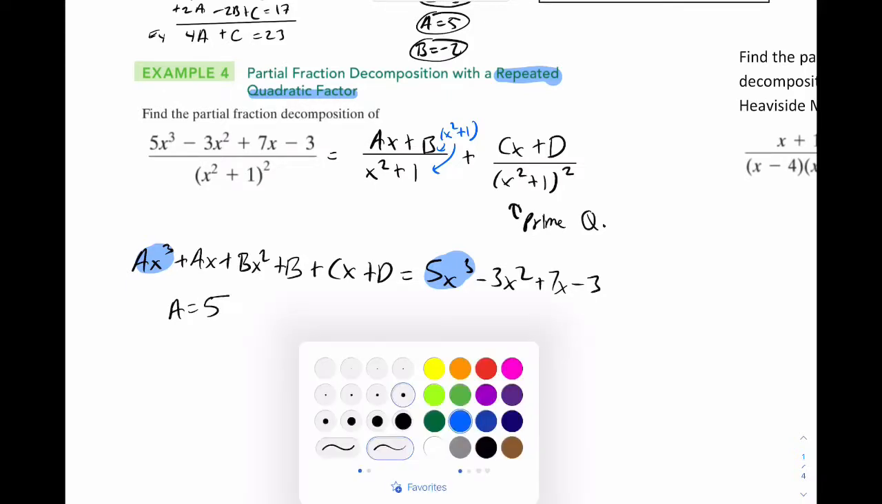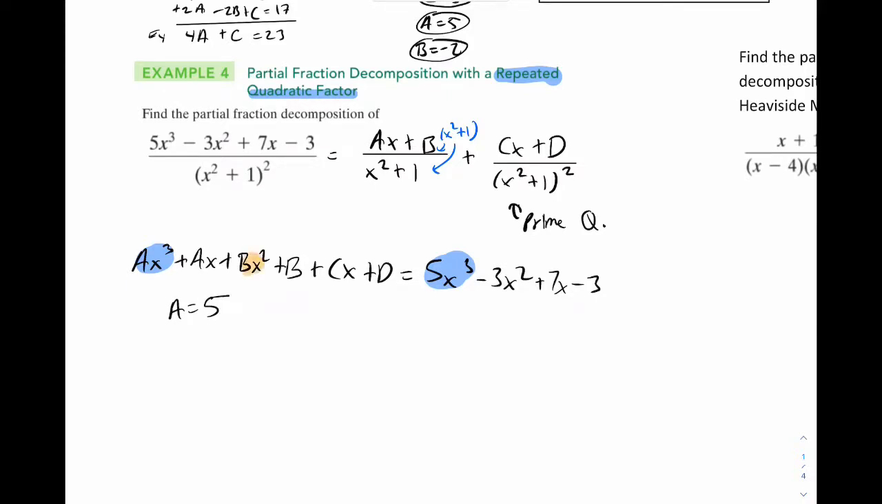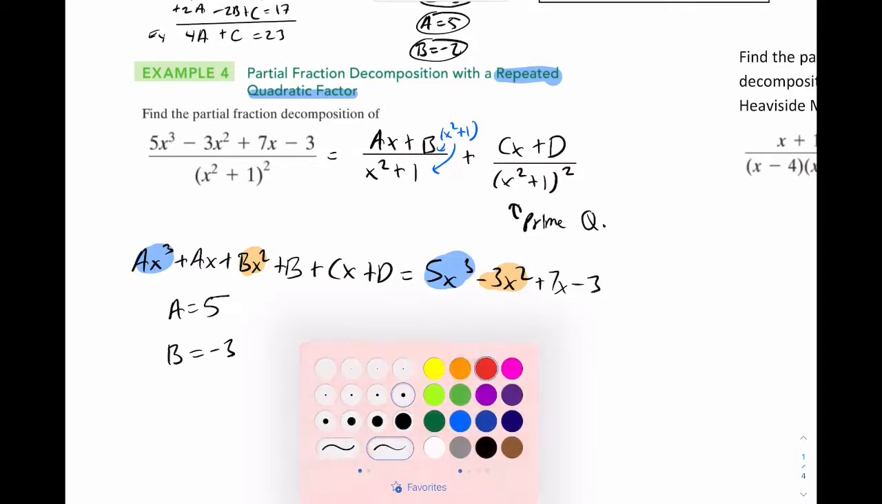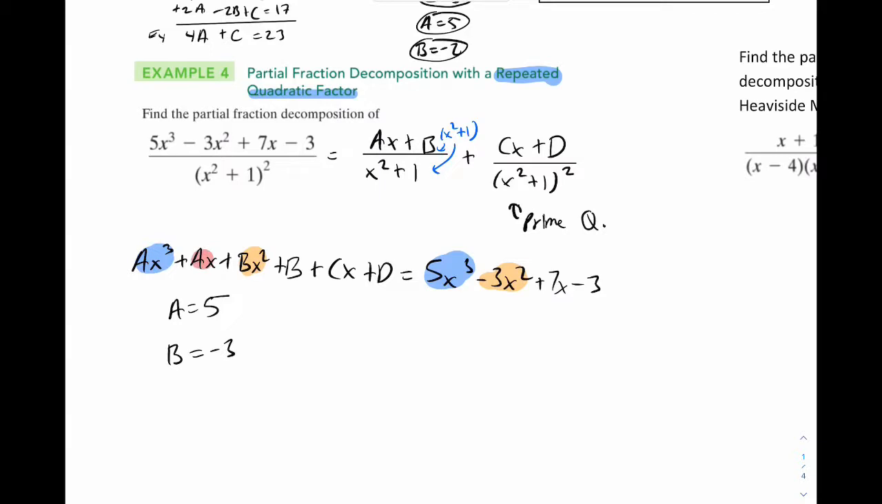Now let's look at another one. My x squared. There's only one other x squared, look at that. So b must be negative 3. Let's do another one. I have an ax, a cx, and a 7x, so that would mean a plus c should equal 7. And I'll circle the constants. So b plus d, that should be negative 3.